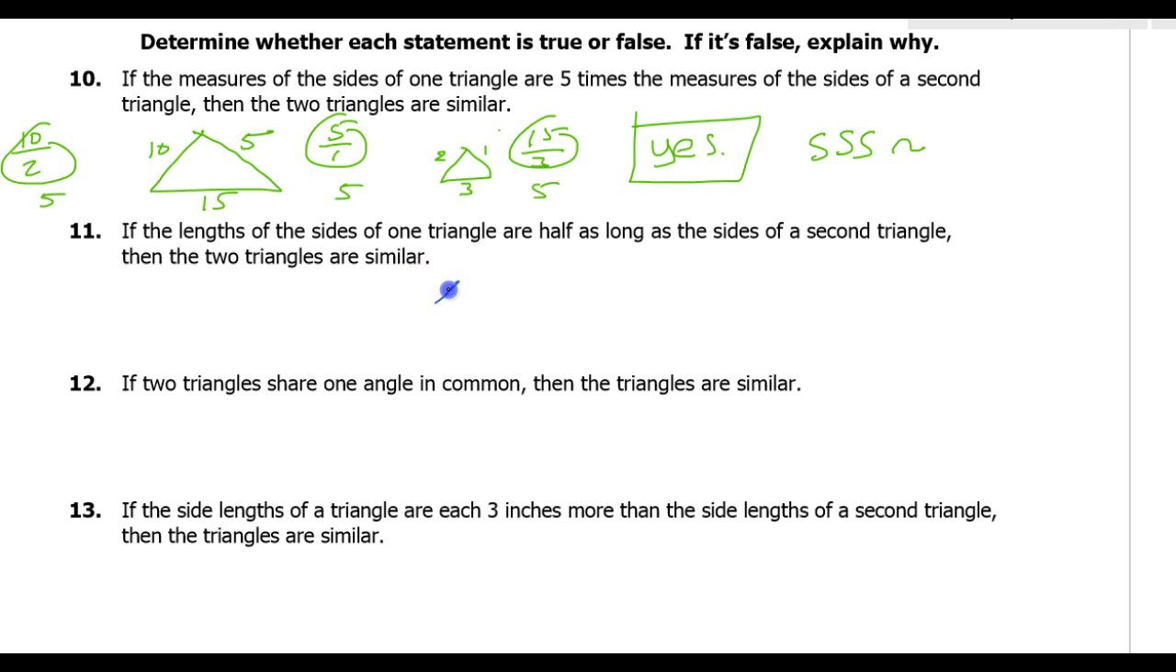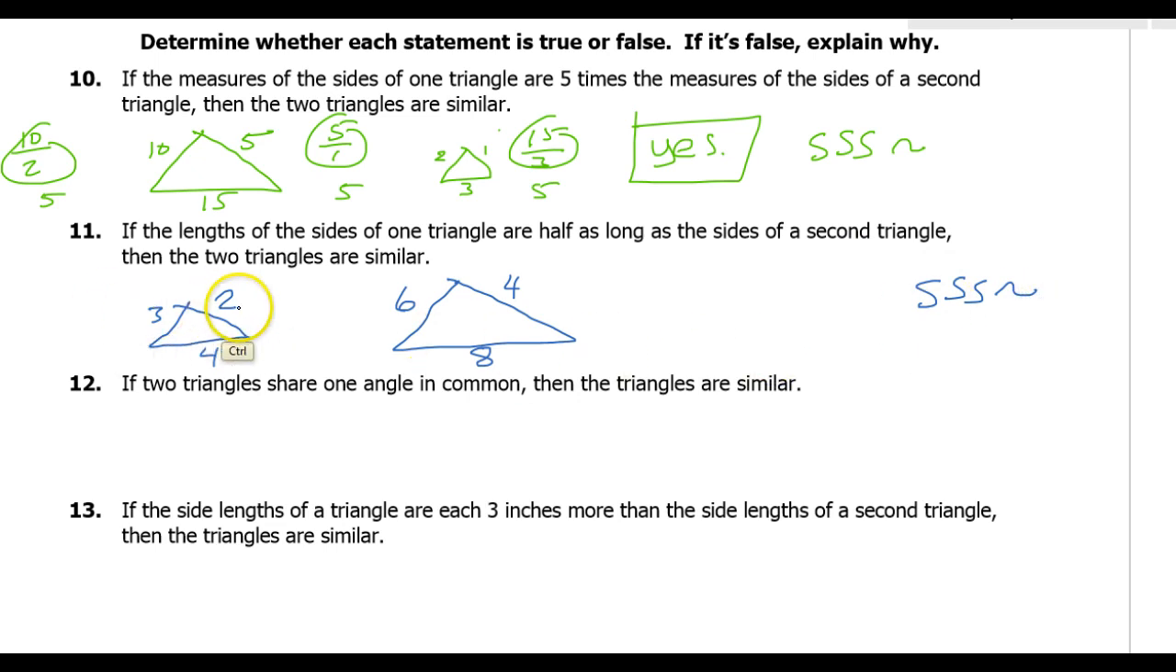So let's start with the second triangle. Let's say this is 4 and 6 and 8. So if we have a triangle where the sides are all half as big, then this would be 2, and this would be 3, and this would be 4. But again, they are basically describing side, side, side similarity again.